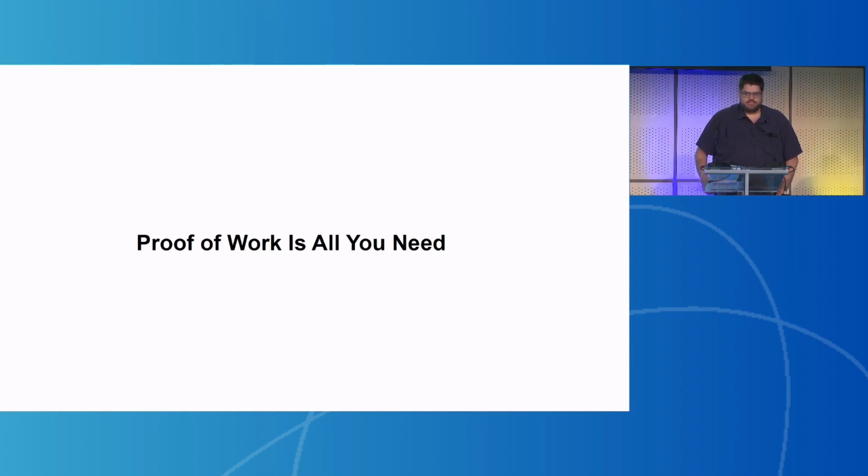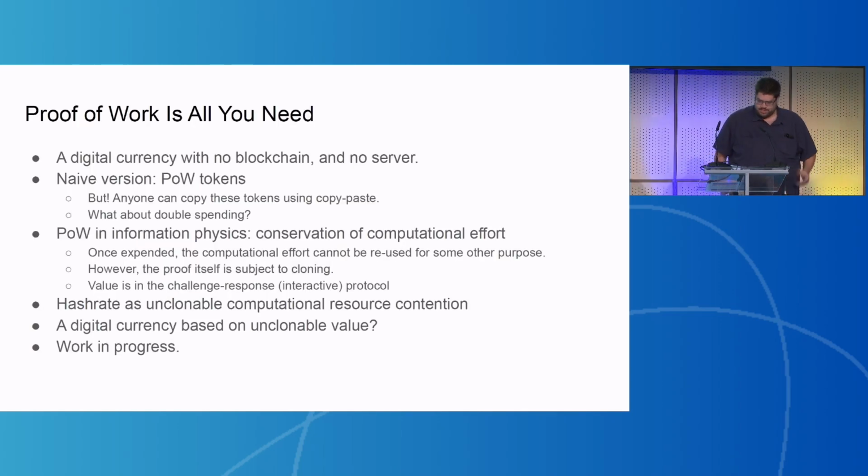And unfortunately, that doesn't work, because with that naive solution, you could copy and paste the generated proof of work token, and so therefore it wouldn't be a good currency, right? But I've been thinking about it, and this is kind of half-baked, so bear with me, there's no implementation of this. It's kind of out there, I admit. But I think you can do a digital currency just with proof of work. No blockchain, no central server.